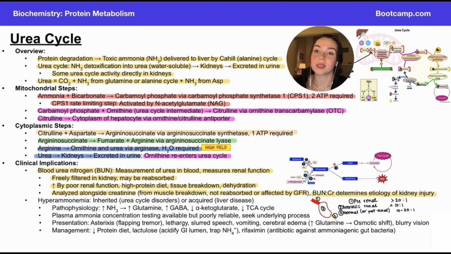All right, so that's a little bit about blood urea nitrogen, BUN, and its friend creatinine as a little bonus. Now let's talk about hyperammonemia.